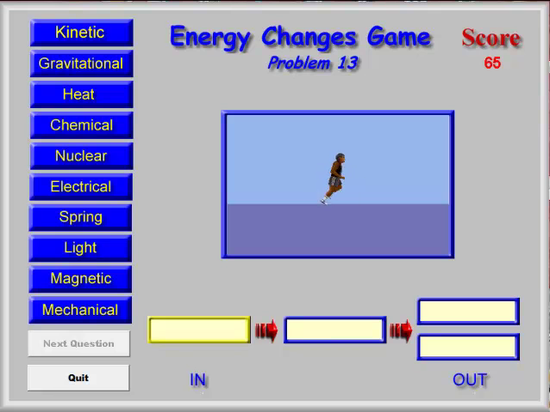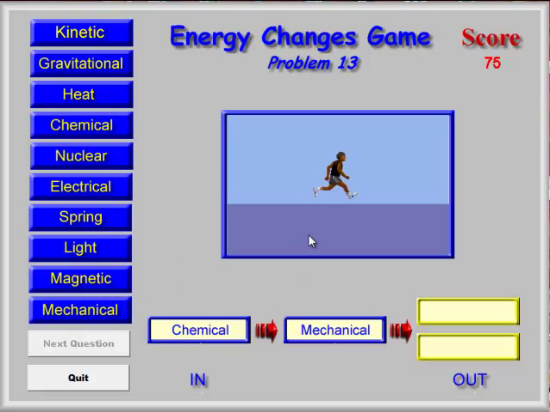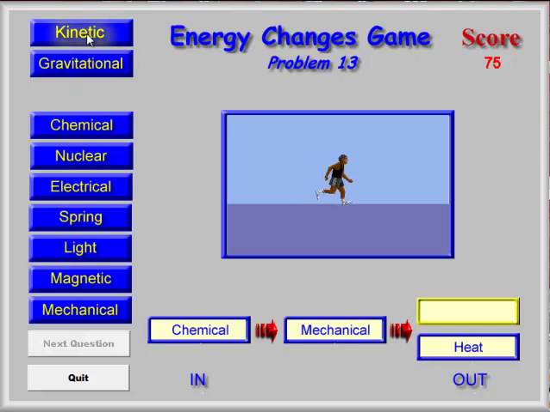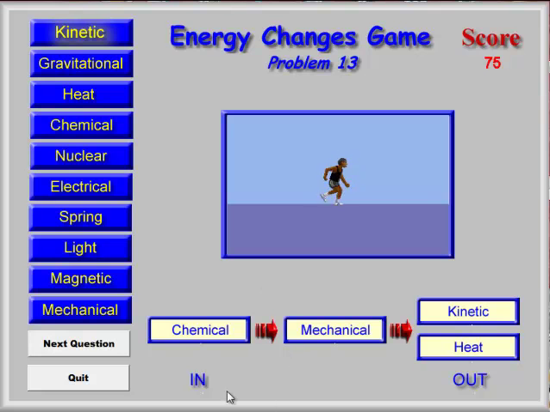Here we have a runner. Let's see, I guess his original energy would be chemical in the food that he has eaten and is stored inside of his body. That would turn into the mechanical energy of his limbs moving. And then there are two outcomes for his final energy. One would be heat, and then of course the kinetic energy of him moving forward.